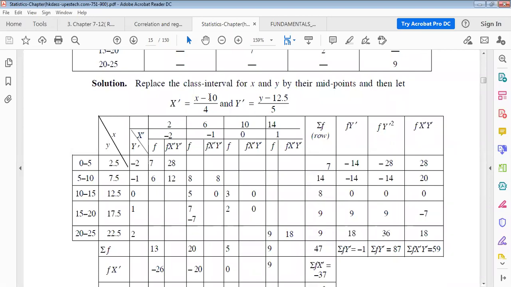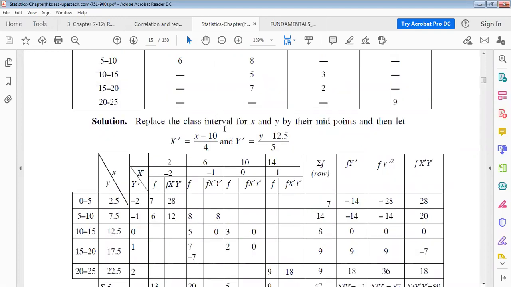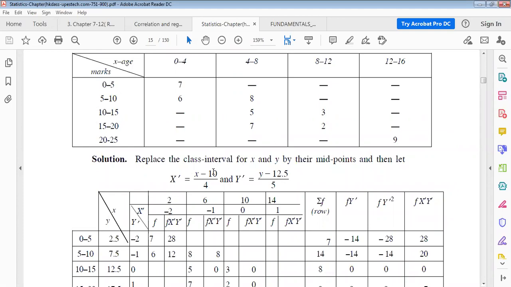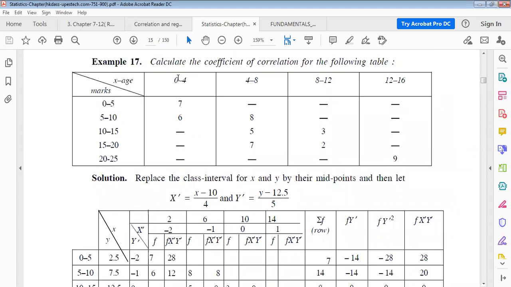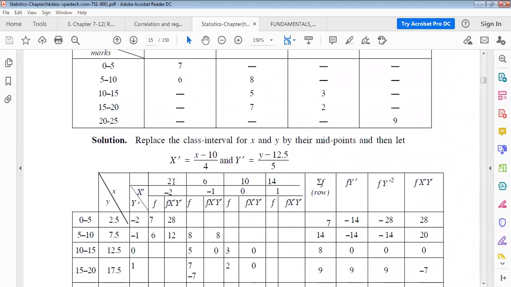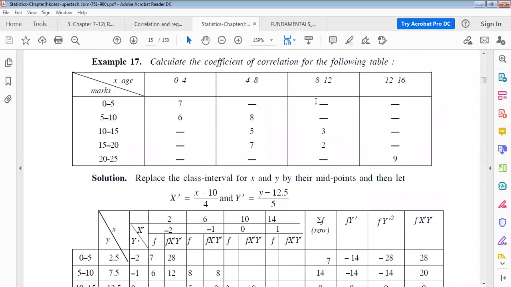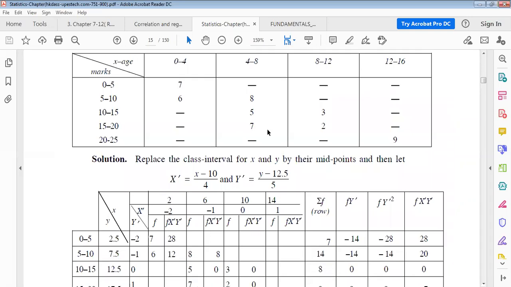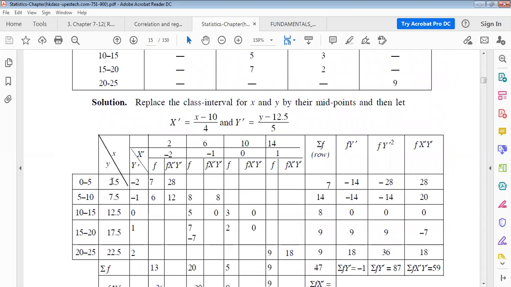So x dash equals x minus 10 divided by 4, and y dash will be y minus 12.5. Actually, where does this 10 come from? From the assumed mean, the assumed mean of the rows. What will this be? The mid values: 2, 6, 10, 14. Okay, mid values. So taking this assumed mean, and according to the column, the mid value will be 12.5.